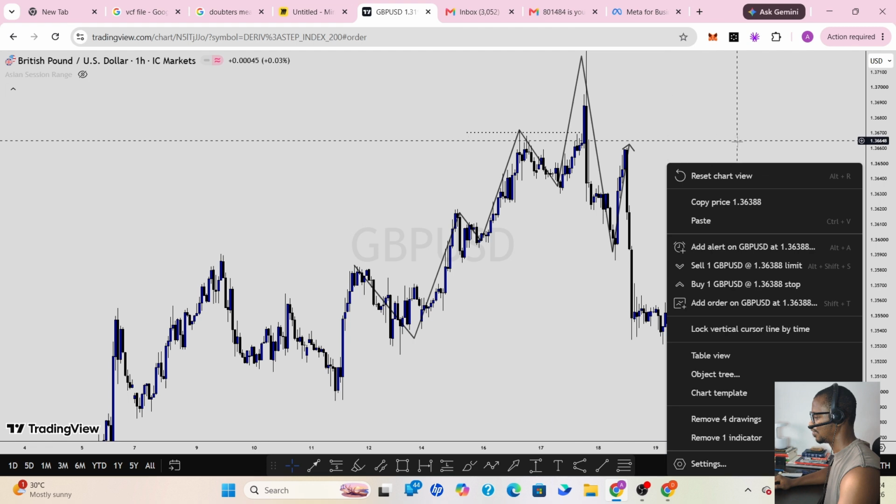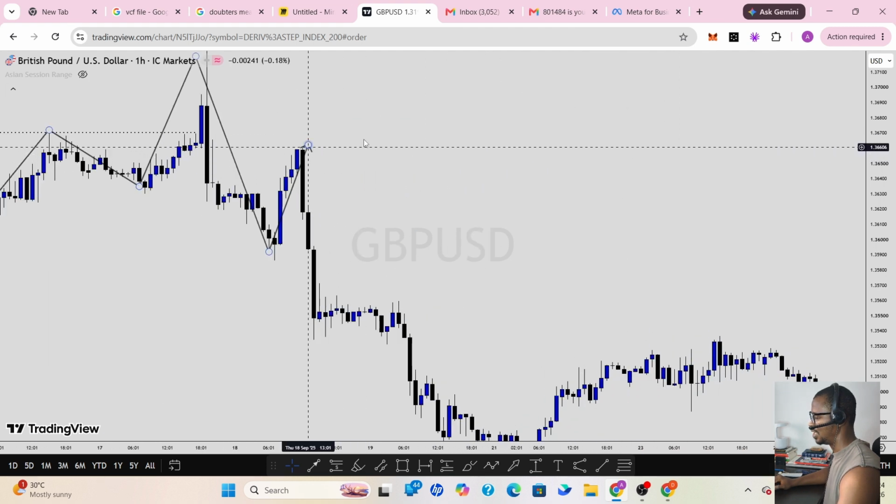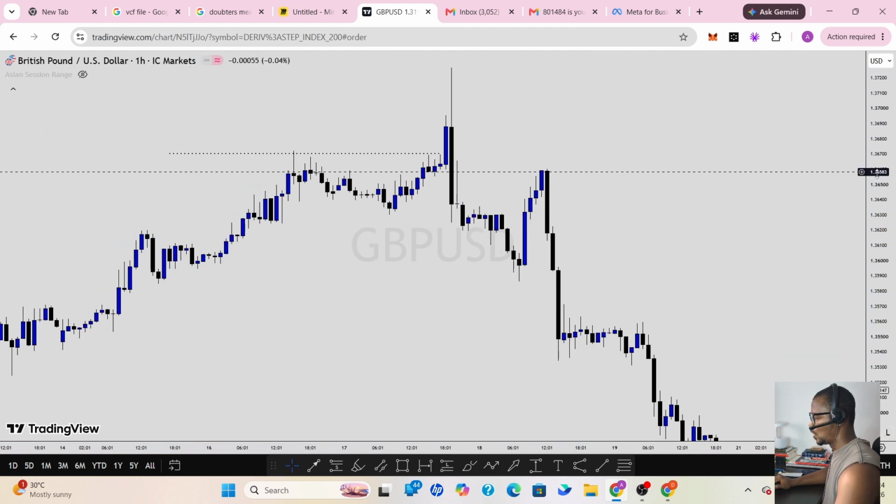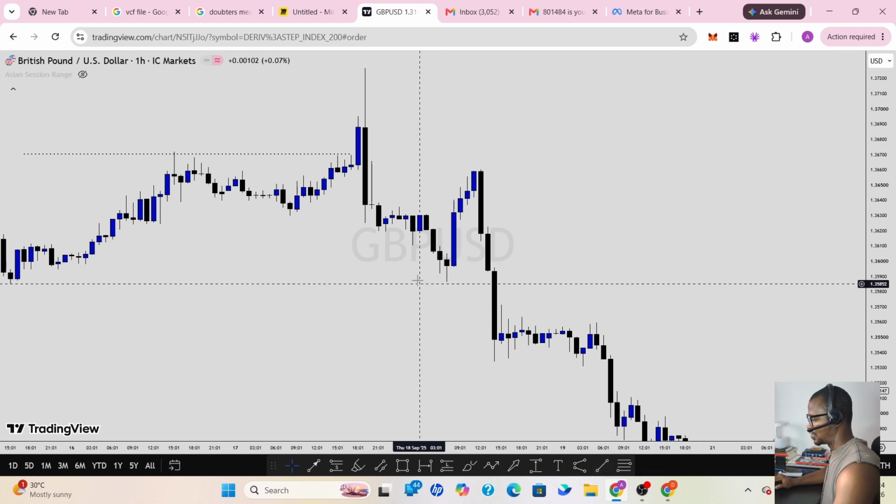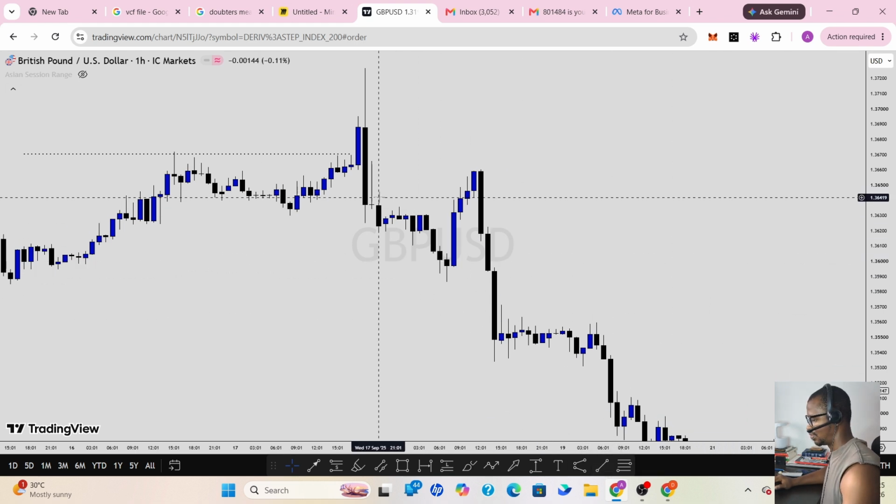So if you want to enter from this place, you can capture a neat setup after this liquidity sweep right here.